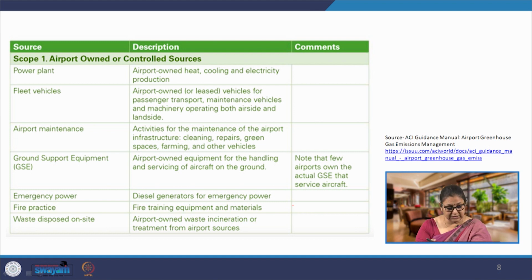Then diesel generators for emergency power, fire training equipment and materials, the airport-owned waste incinerators, the emissions coming from these incinerators are also coming under scope 1. So, identifying scope 1 is very simple because we will see the emissions happening on the site itself. So, all these different types of activities are coming under the scope 1 for airports.